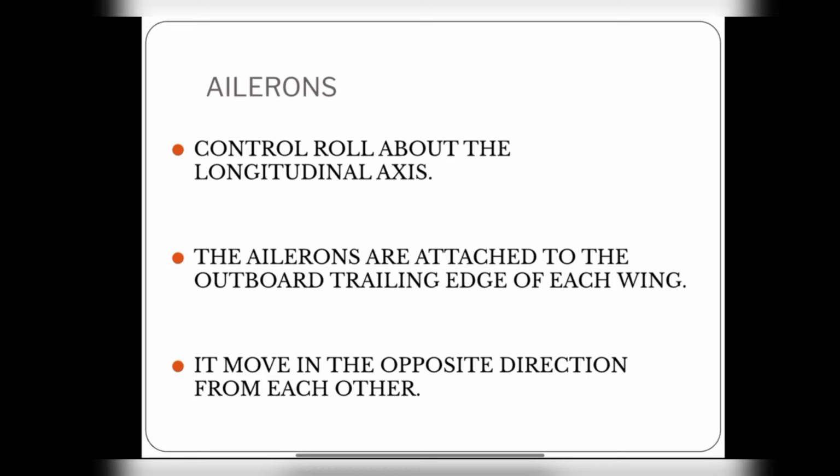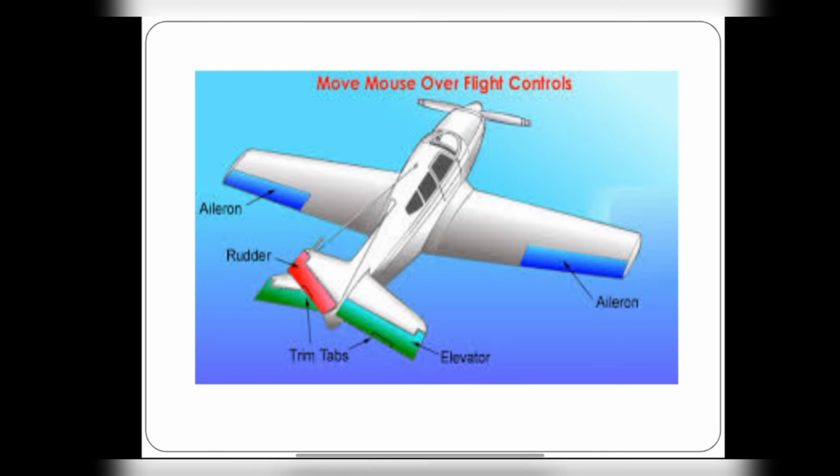Ailerons control roll about the longitudinal axis. The ailerons are attached to the outboard trailing edge of each wing. They move in the opposite direction from each other. We know that the aileron is placed on the trailing edge of the wing. So see here, the aileron is placed on the trailing edge of each wing. Its movement is roll, about the longitudinal axis.